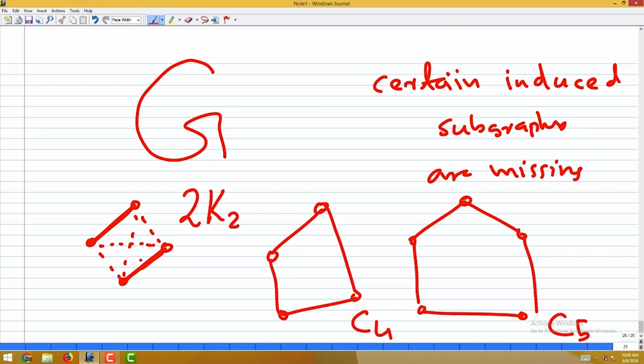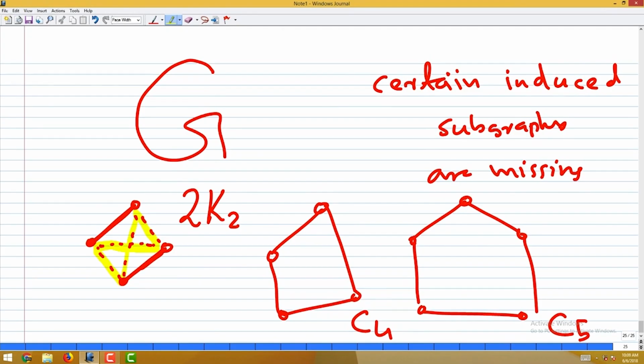In our graph G, this 2K2 will not be there. Why? Because if you go to the complement, if this was there, you would have seen a C4, but you are saying that its complement is chordal, because this is a co-chordal graph. So 2K2 also should be missing. So we have 2K2 absent, C4 absent, C5 absent, though many other things are also absent.